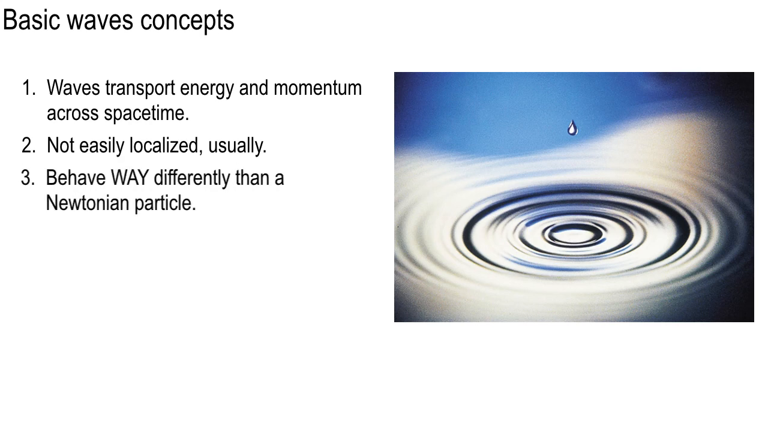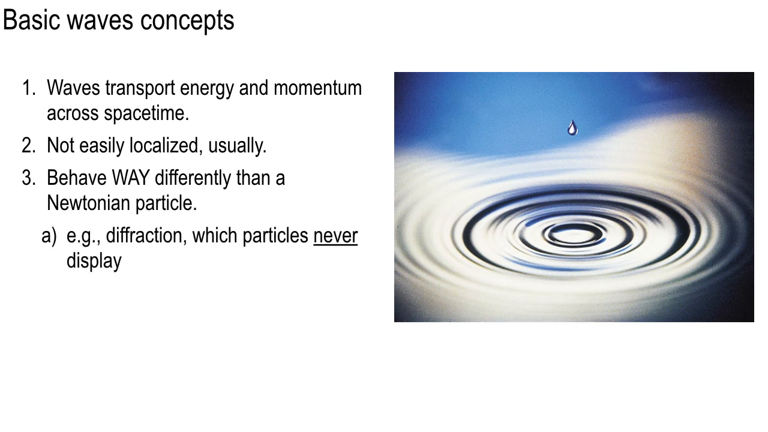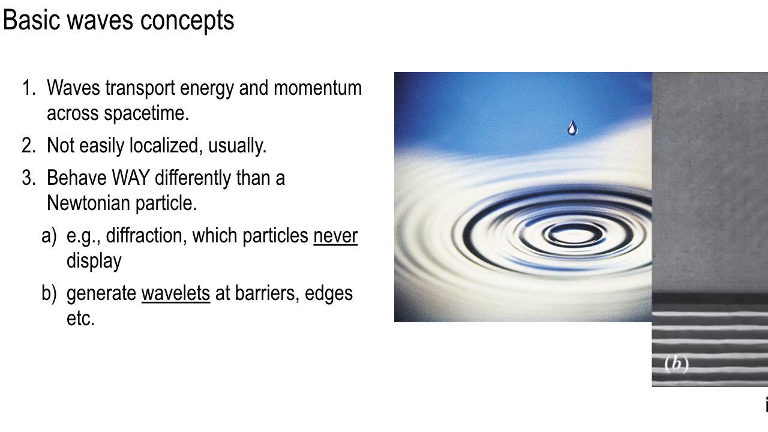And another thing, waves behave way differently than a Newtonian particle. So what waves do, baseballs cannot do. What waves do, billiard balls cannot do. BBs, bullets, all this stuff. The exception is a quantum particle like a photon, and we'll talk about that in a couple weeks. Now, one of the things that waves can do is diffract. And they can also generate wavelets when they pass by a barrier or an edge of a barrier or an opening in a barrier. Now, here's what wavelets look like.